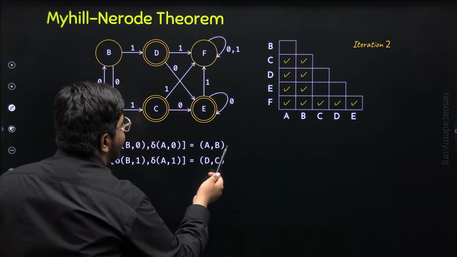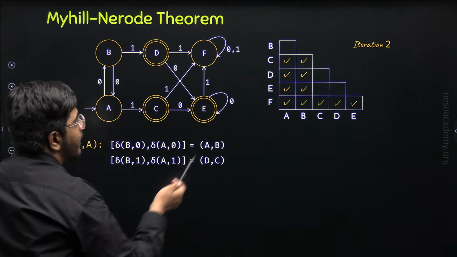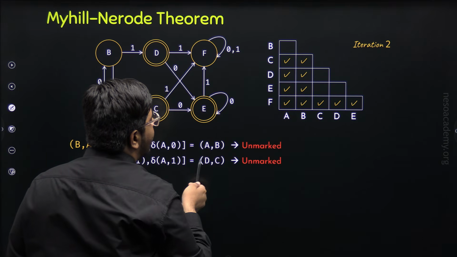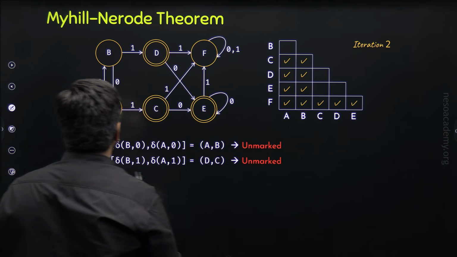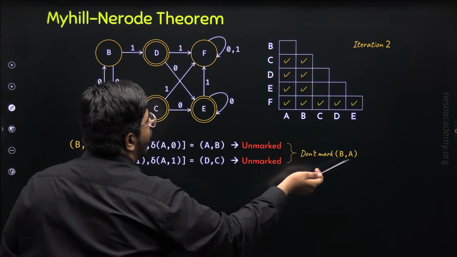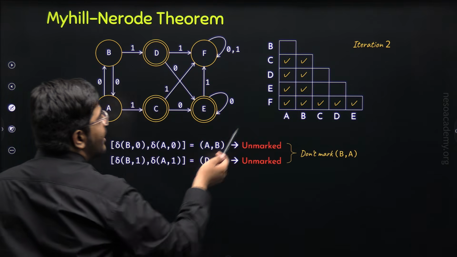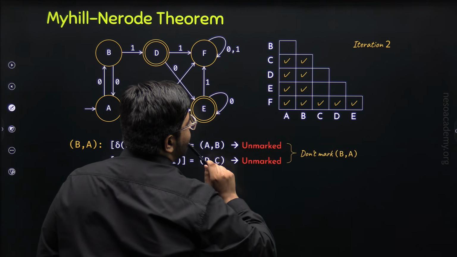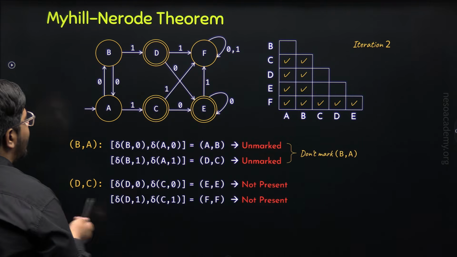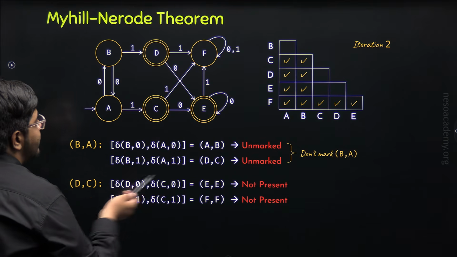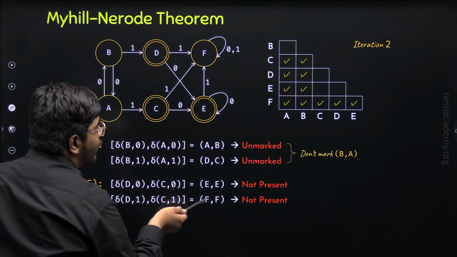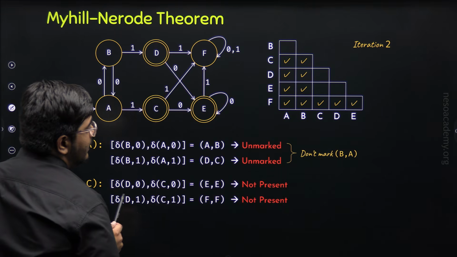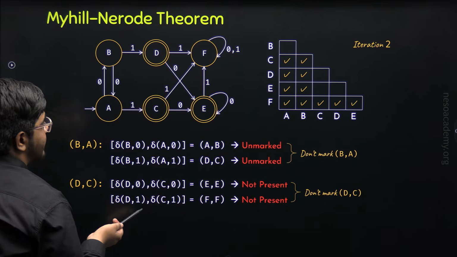And we are getting A, B and D, C. A, B is unmarked and D, C is also unmarked. That means B, A will not be marked. Now the next unmarked pair is D, C. And I have told you that D, C can never be marked because E and F are not present in this table. So we will not mark D, C.